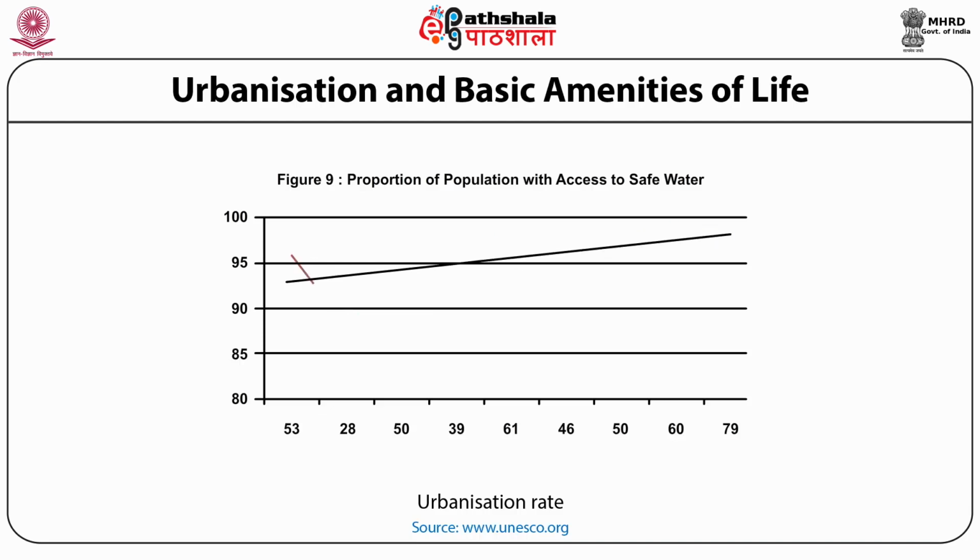In this figure, the curve shows the access to safe water at different levels of urbanization. We can see that as the level of urbanization falls, the access to safe water falls. It seems that the urbanization level of 50% is essential for covering about 95% of population with safe water.